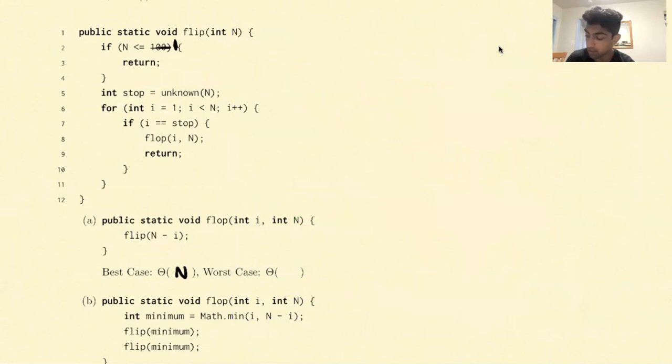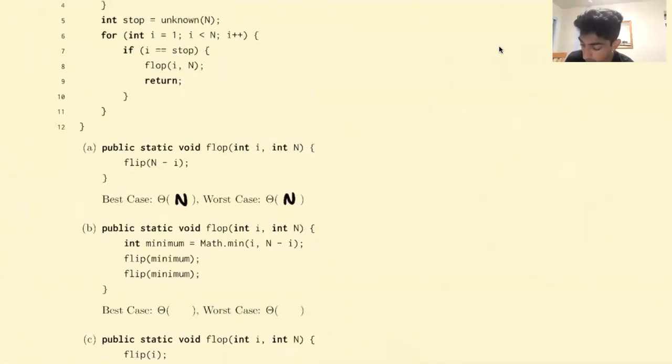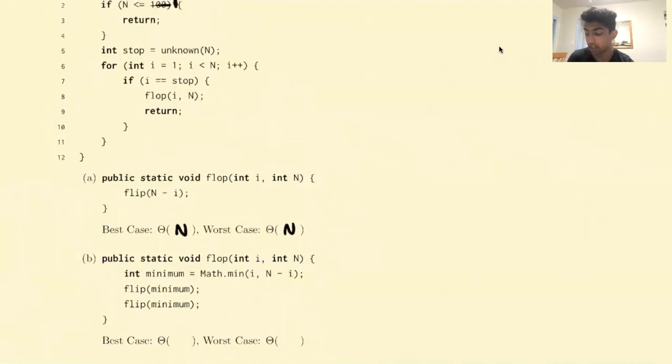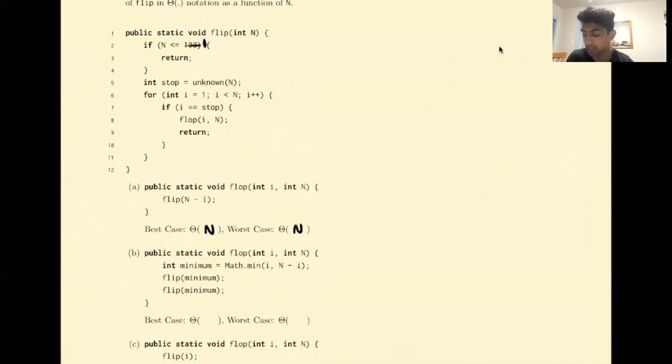Okay, so moving on to this next possibility. Now we have a call to flop where we have the minimum, which is the minimum of i and n minus i, and then we issue two calls, the flip of the minimum and another flip of the minimum. Okay, so in this case, it's actually pretty tricky where to start, right? It's kind of confusing. Where do I even go from here?